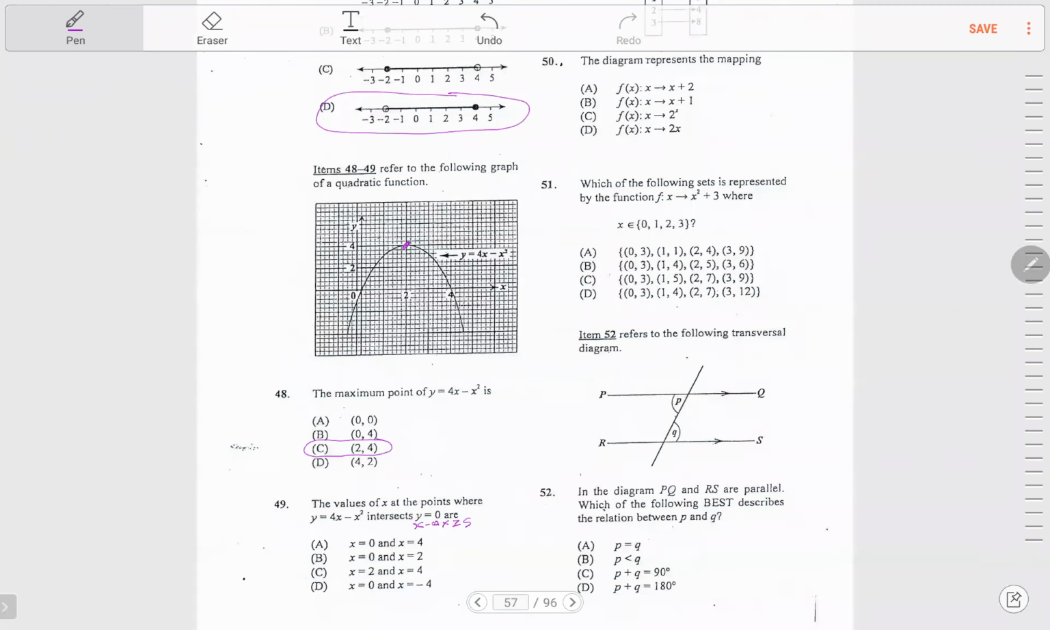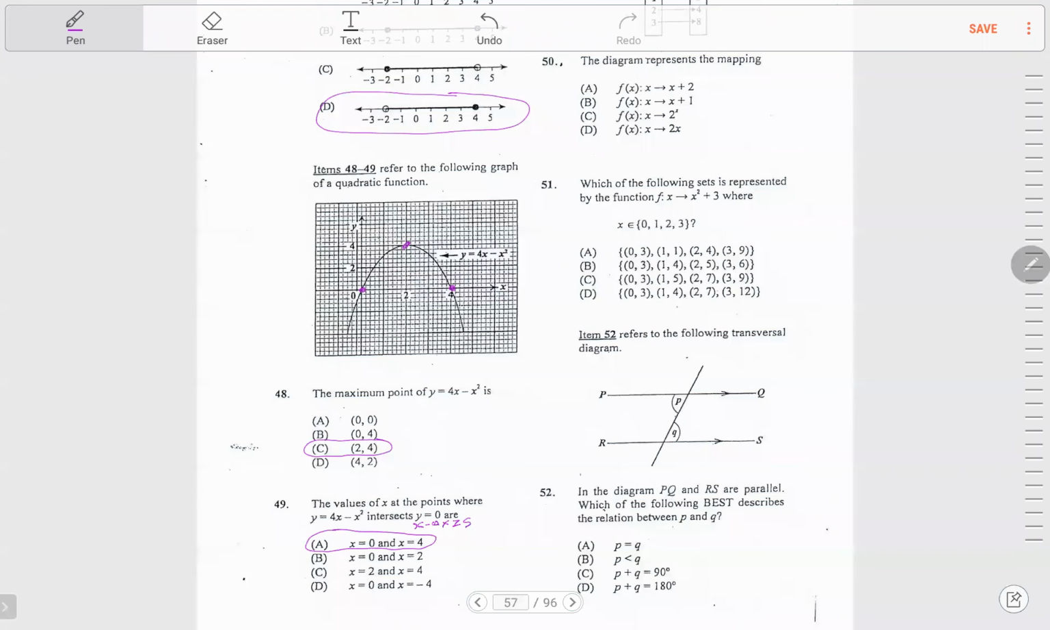So we're talking about this point where x is 4 and this point where x is 0. Right? So it is 0 and 4. So the answer is A. Right, those points. The x-axis is y equals 0.